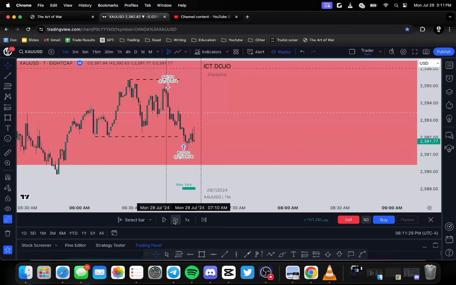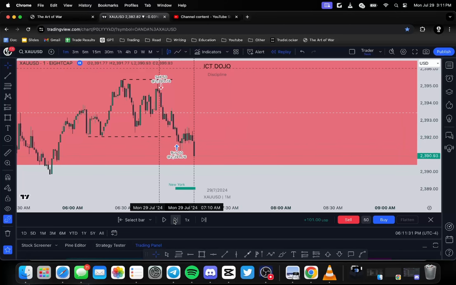Now, let's look at the next confluence that we have. We have the macro open. What else do we have? We have the macro close. Macro closes, sweeps all the sell side here. We sweep the sell side that happened right inside of the macro too. It closes on a bullish candle.